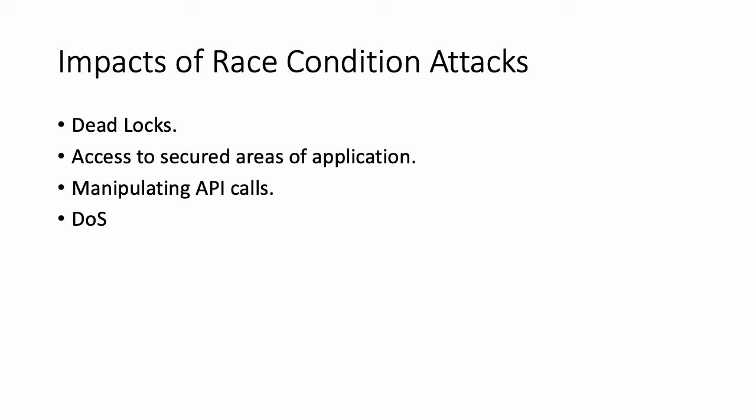Other possibilities include manipulating API calls and making the server execute the same action multiple times. Because of this, multiple requests are sent to the server, which will lead to a denial of service attack, and thus an entire network can be brought down. So these are some of the impacts that this race condition weakness can create.